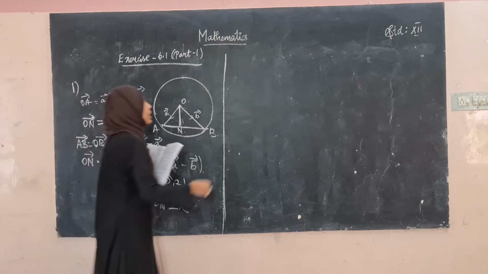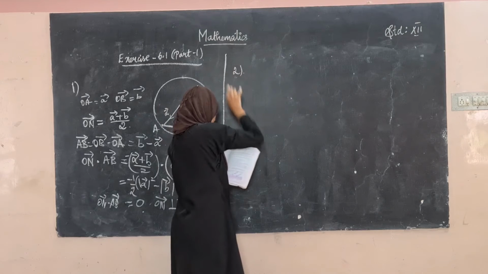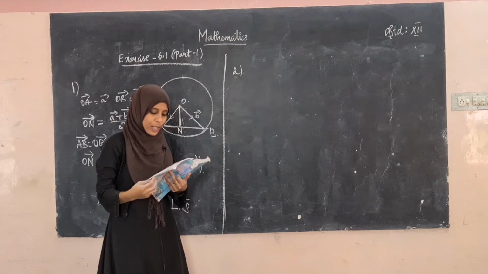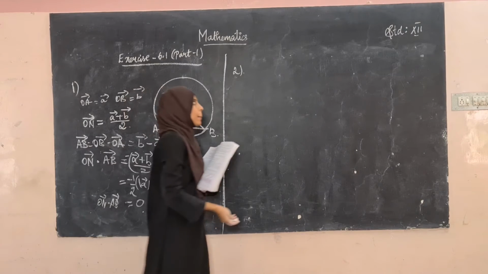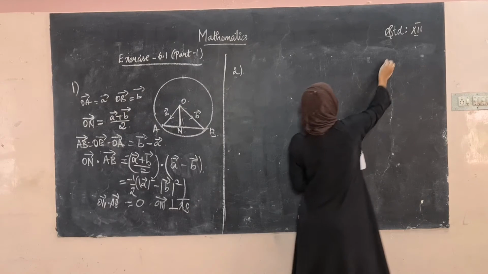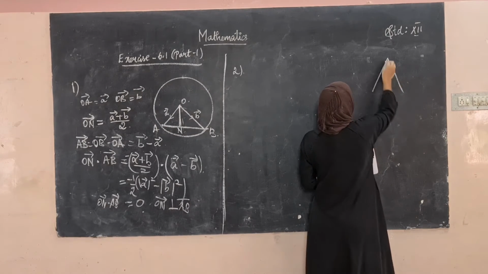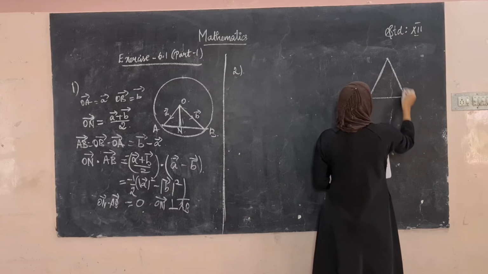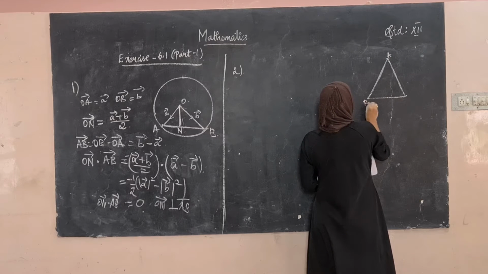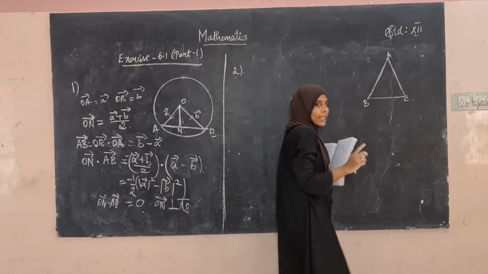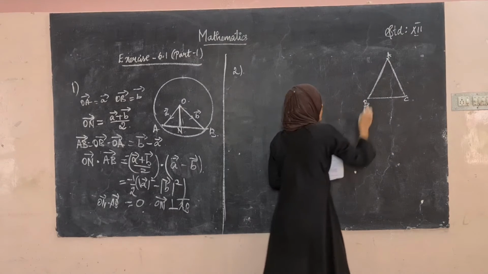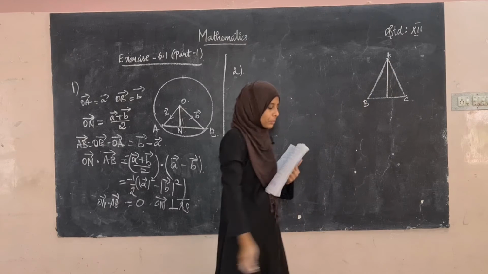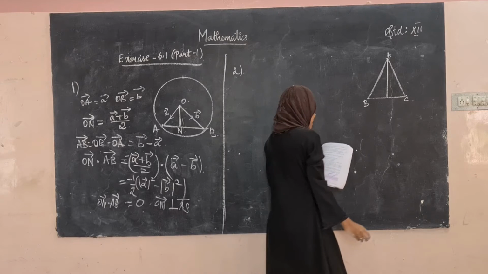Now let us see the second sum. Prove by vector method that the median to the base of an isosceles triangle is perpendicular to the base. It is an isosceles triangle. What is an isosceles triangle? Two of its angles and two of its sides will be the same. Let this be the isosceles triangle ABC. From a vertex they are drawing a median. Let this be the median.